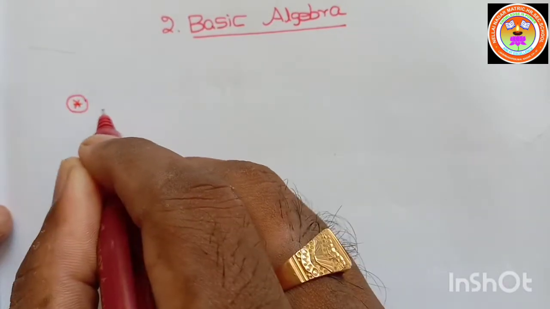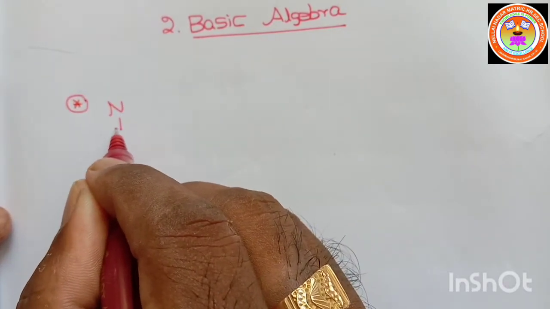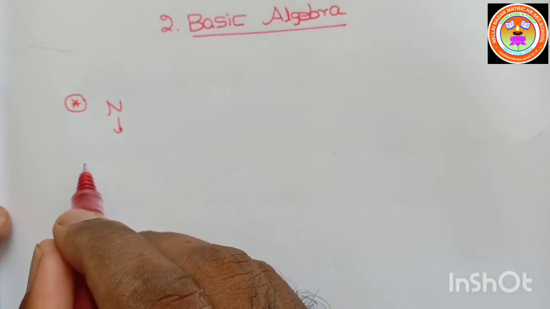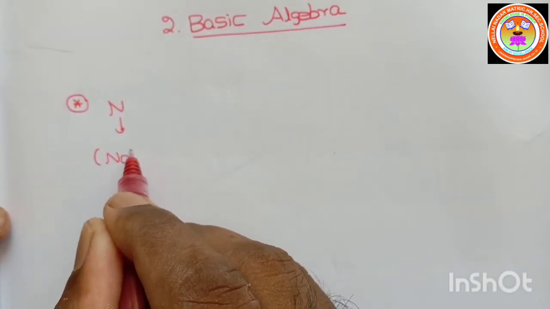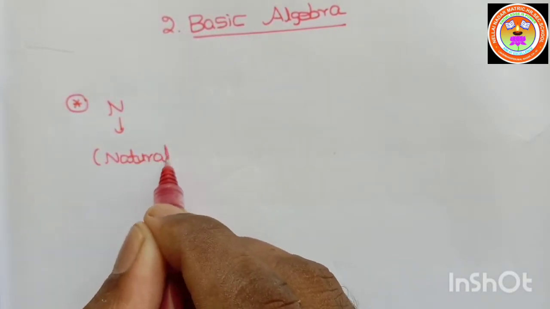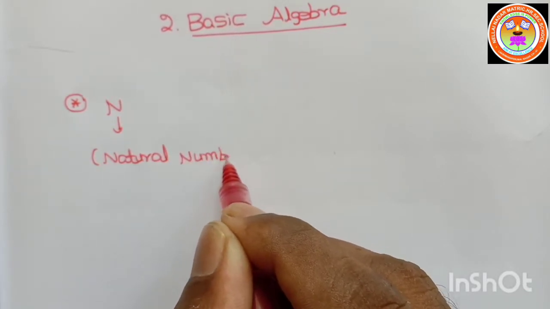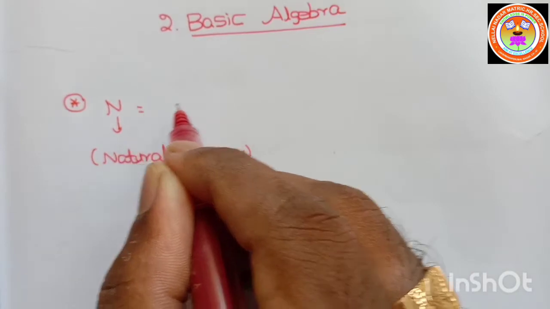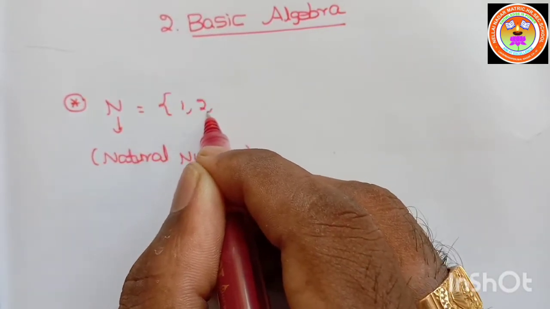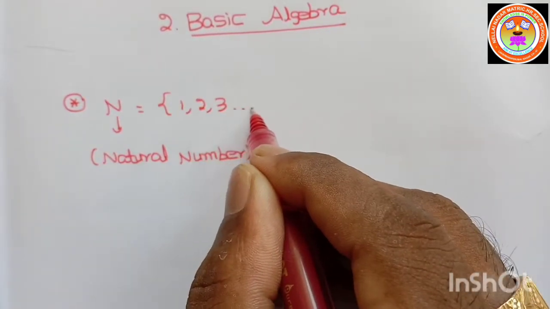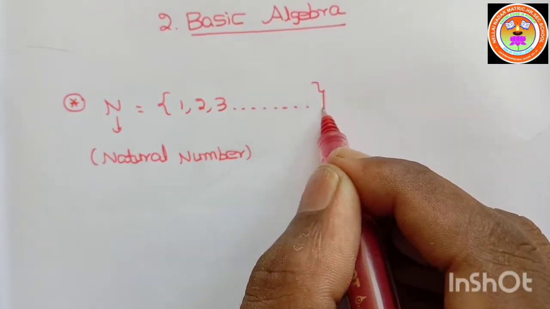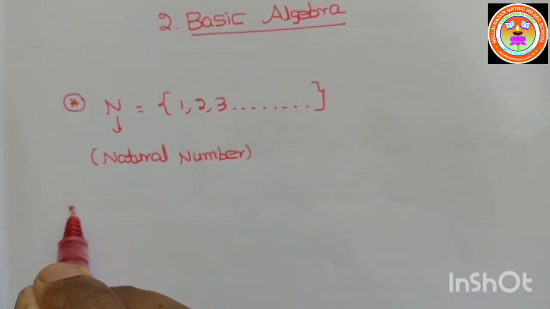Capital N is a natural number. Natural numbers start with 1, 2, 3, going on.